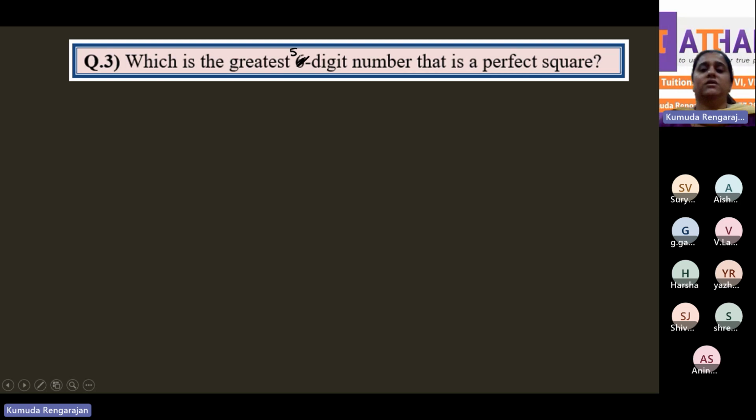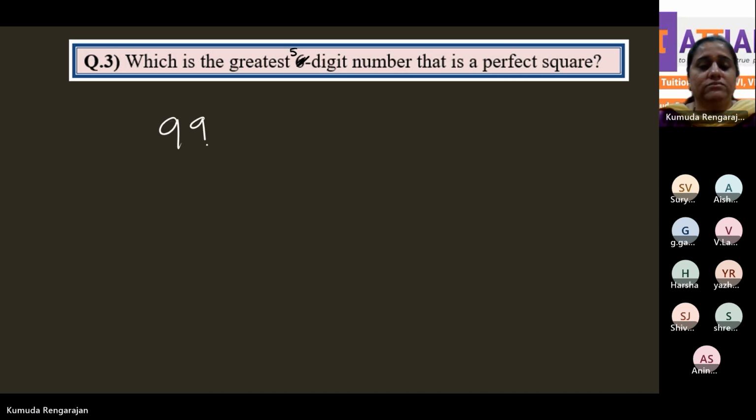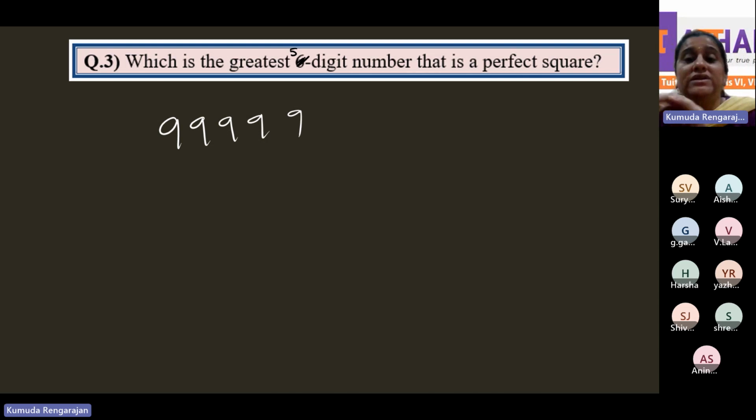So if you have to find the greatest 5-digit number that is a perfect square, the greatest 5-digit number is this. This is the greatest 5-digit number. This is not the question. The question is not which is the greatest 5-digit number. The question is which is the greatest 5-digit number that is a perfect square. That should also be a perfect square.